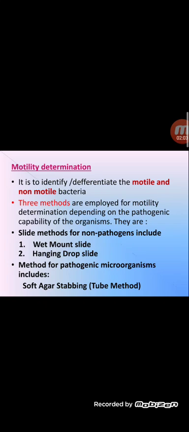Then coming to motility determination, it is a method used to identify or differentiate motile and non-motile bacteria. It includes three methods, based on the pathogenic capability of the organism. For non-pathogenic organisms it includes the wet mount slide and hanging drop slide, and for pathogenic organisms it includes soft agar stabbing, also called the tube method.